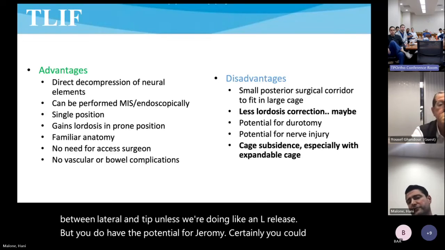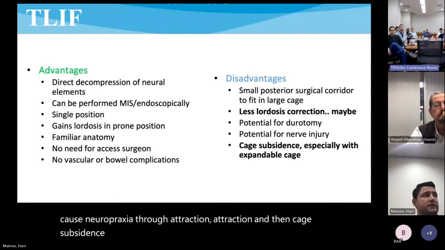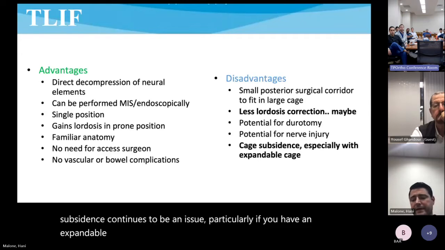But you do have the potential for psoas weakness, certainly. You could cause neuropraxia through retraction. And then cage subsidence continues to be an issue, particularly if you have an expandable cage. And I'll talk about that a little bit.